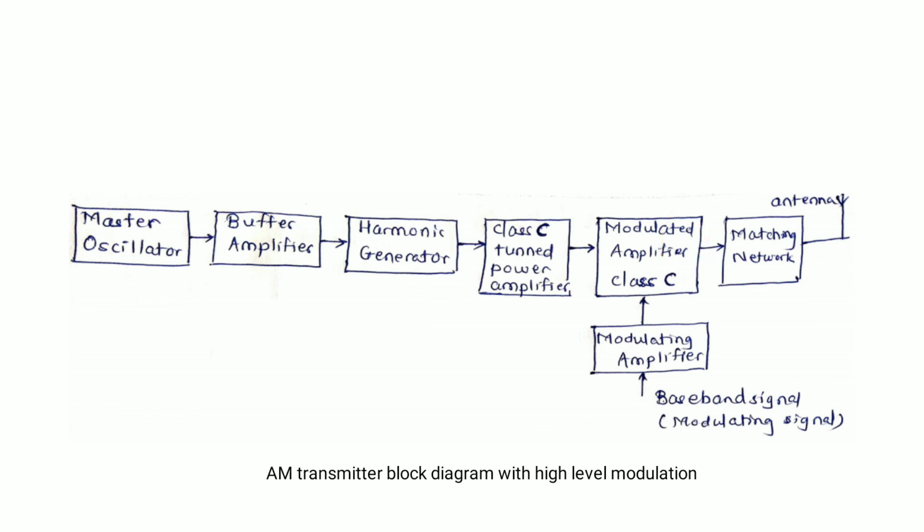Now the antenna: the length of the antenna should be in the order of the wavelength for effective radiation, like lambda, lambda by 2, lambda by 10, lambda by 5. So this is about the AM transmitter. We have seen low level modulation and high level modulation techniques of the AM transmitter. Thank you.